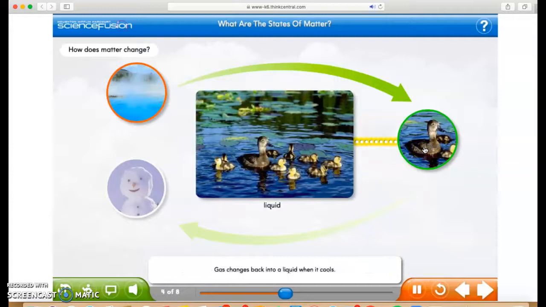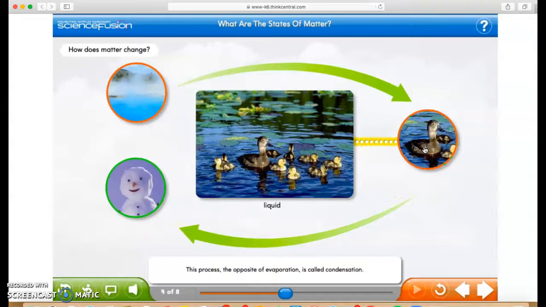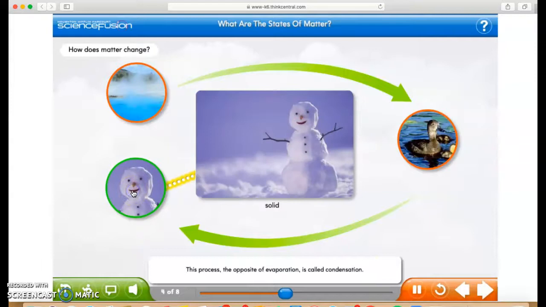Okay, liquids. Gas changes back into a liquid when it cools. This process, the opposite of evaporation, is called condensation. So the opposite of evaporation is condensation. They're the same process, they're just going in different directions.